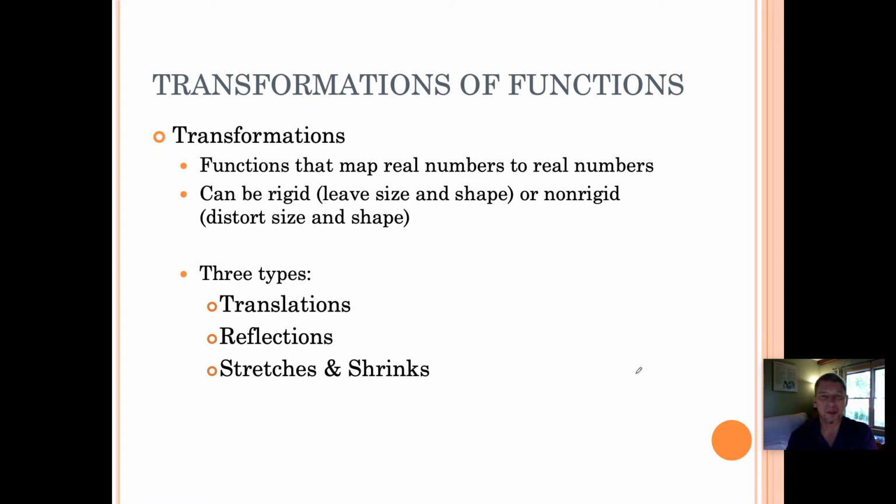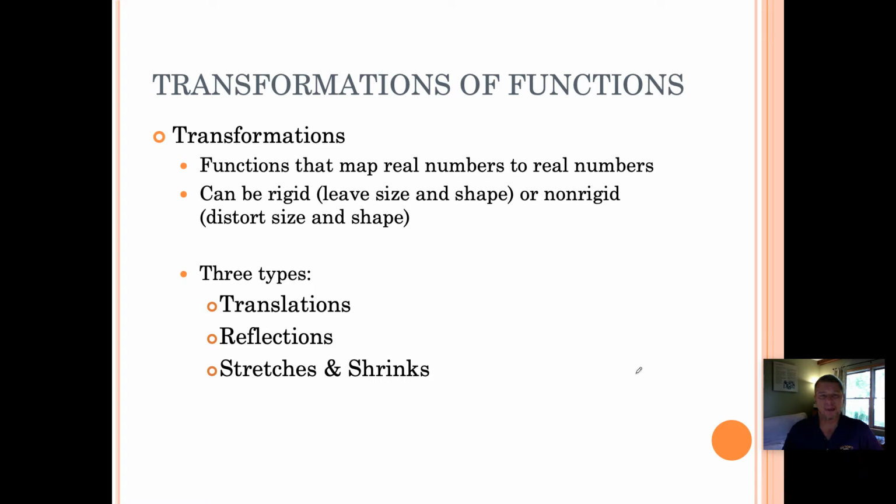Now, a translation is probably the easiest one to consider, because all that we're doing is taking the graph and moving it to a different position on the axis. You're not changing its shape, you're not changing its orientation, you're just moving it. So you pick it up off the graph and you put it back down in a different location. That is what's known as a translation. And these translations can be up or down, left or right, or some combination of both of those.